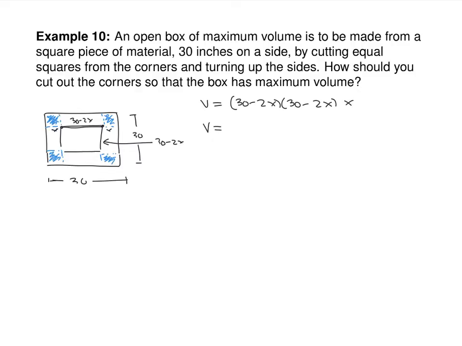If the piece of cardboard was not a square, the length and width of the base would be different, right? But this one is a square, so they're the same. So that'll be 900 minus, I think, 120x plus 4x squared, all times x, or 4x cubed minus 120x squared plus 900x. That tells you the volume given a specific x that you're going to cut out.